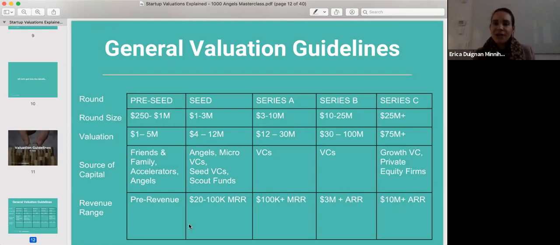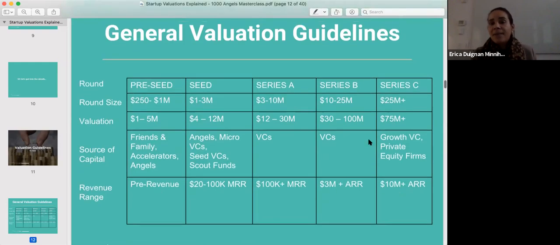So at that stage, you're now interesting to traditional early stage venture capital funds who like to invest in Series A rounds of 3 to 10 million. And valuations there usually end up in the $12 to $30 million range, depending on what type of business it is and what assets of value you have in your business. Series B typically is happening around $10 to $25 million round sizes, valuations of $30 to $100 million, and 3 million or more in annual recurring revenue.